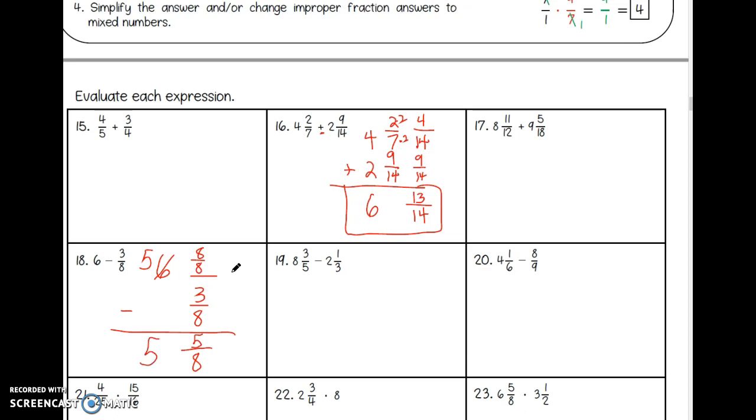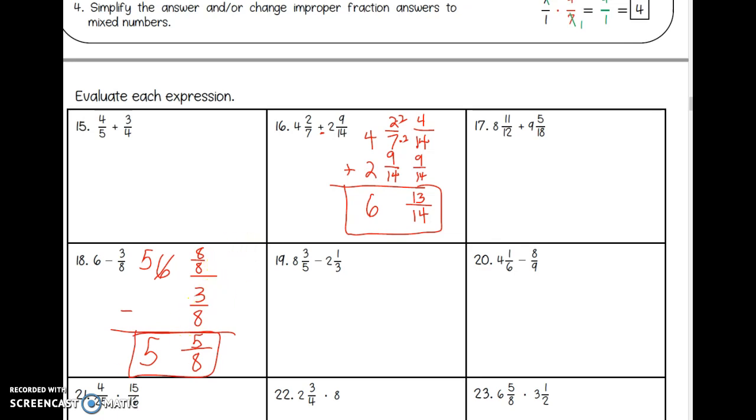My last step is to say, can it be simplified? Can 5/8 be simplified? No, 5 is a prime number, and it can't go into 8 evenly, so I know I'm done. Check your answer key. Is 5 and 5/8 the answer? Yes. Okay, so I know I'm ready to move on to the next one.